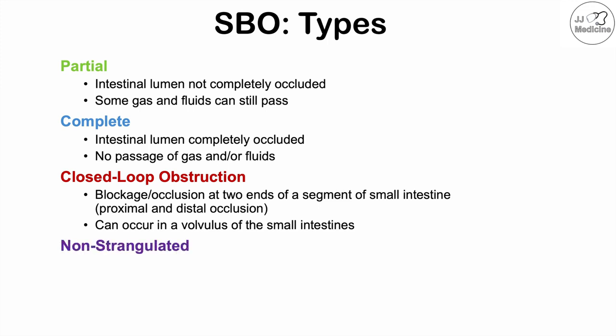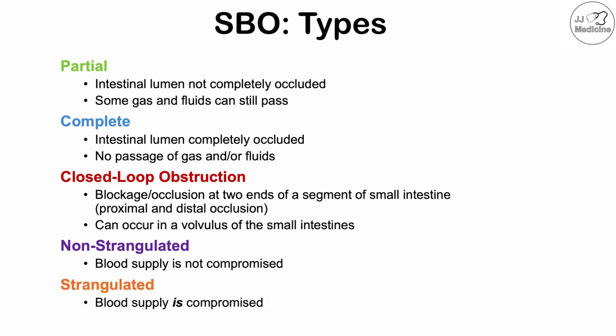And then we also can classify small bowel obstructions by non-strangulated, which means that the blood supply to the small intestine is not compromised, and then strangulated, which means that the blood supply is compromised. And these will determine the management of the small bowel obstruction. We'll talk about that later on in this lesson. So now that we know all those types of small bowel obstruction, let's talk about the clinical features.